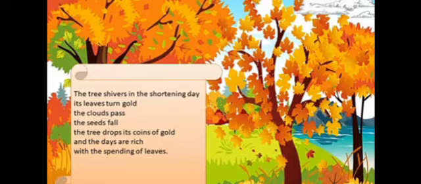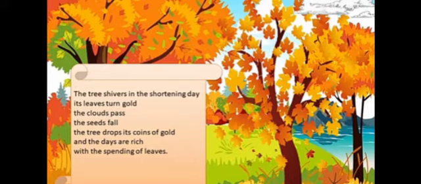Again here, the first line, the tree shivers in the shortening day, is a personification. And the line, the tree drops its coins of gold, is a metaphor. It is a metaphor because here the leaves of the trees are compared. So it is a metaphor. Metaphor is used when we compare two things but do not use is or like.